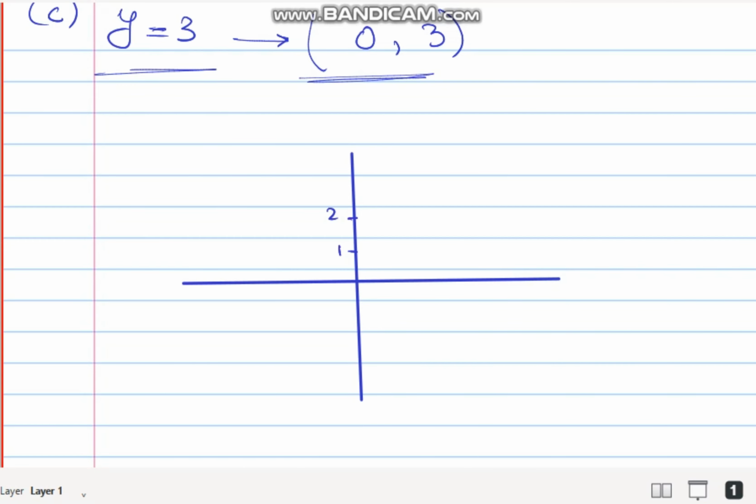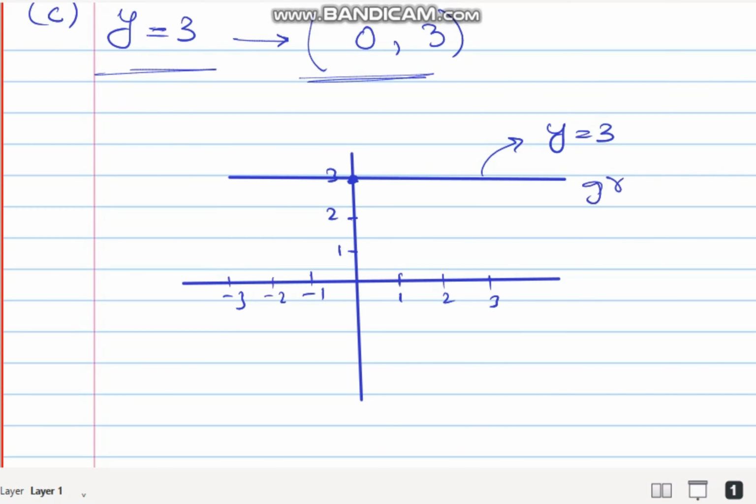Please just note this point. This is 1, 2, 3, and this is 1, 2, 3, and this is -1, this is -2, and this is -3. So where is y is equal to 3, which means the point 0 and 3 lies here, and y is equal to 3 means that the line will be like this. This is your graph, very simple and easy. This will be our graph of y is equal to 3.